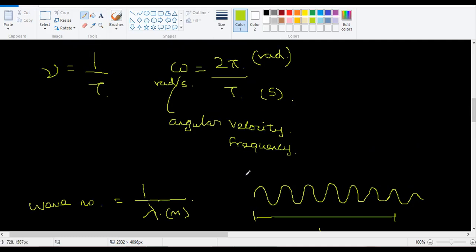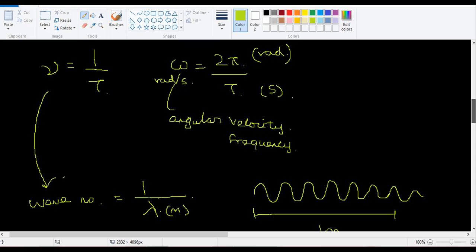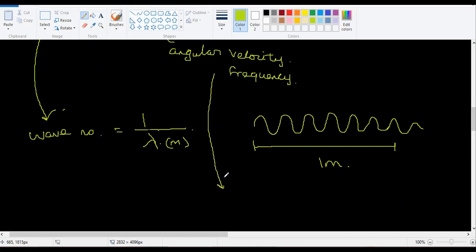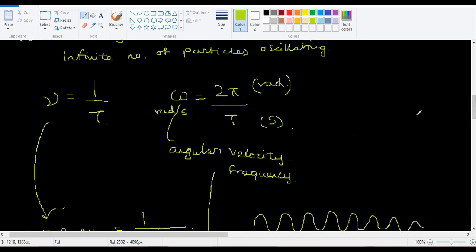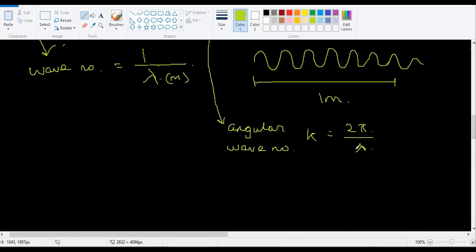Similar to this omega, there is something called angular wave number. So similar to frequency, you have wave number. Similar to angular frequency, you have angular wave number. Here we said 2 pi by T, here we'll say 2 pi by lambda. So what this means is how many radians I have in 1 meter, the angular wave number.